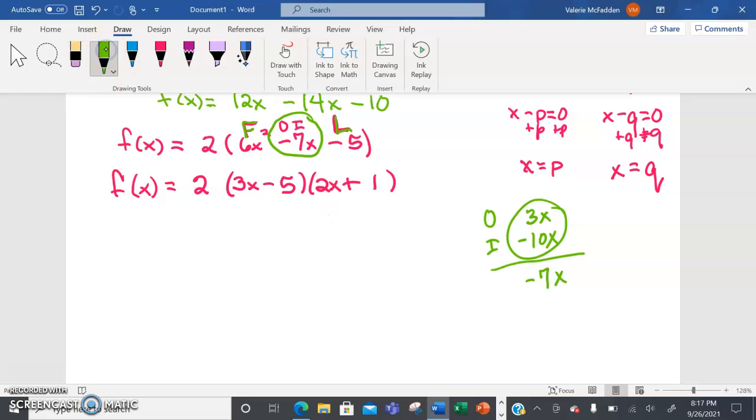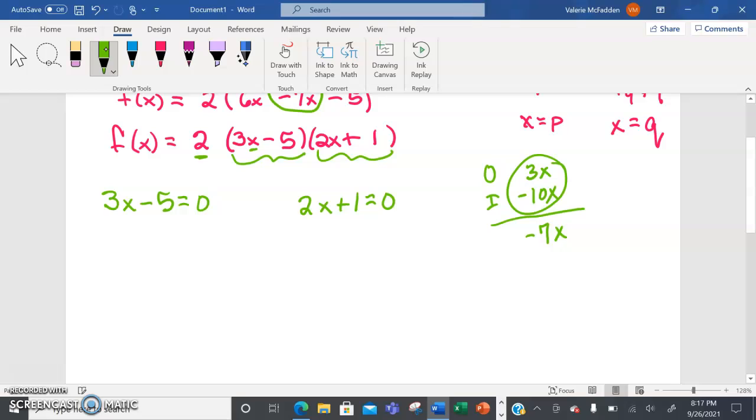Now all we've got to do is set the factors equal to 0. Now 2 is a factor, but since 2 does not contain an x, we will not need to set it equal to 0. We only set the factors that have x's in them equal to 0. So 3x minus 5 is equal to 0, and 2x plus 1 is equal to 0. This is to find our x-intercepts. This is how you find your x-intercepts. You set the factors that have x's in them, set those equal to 0.